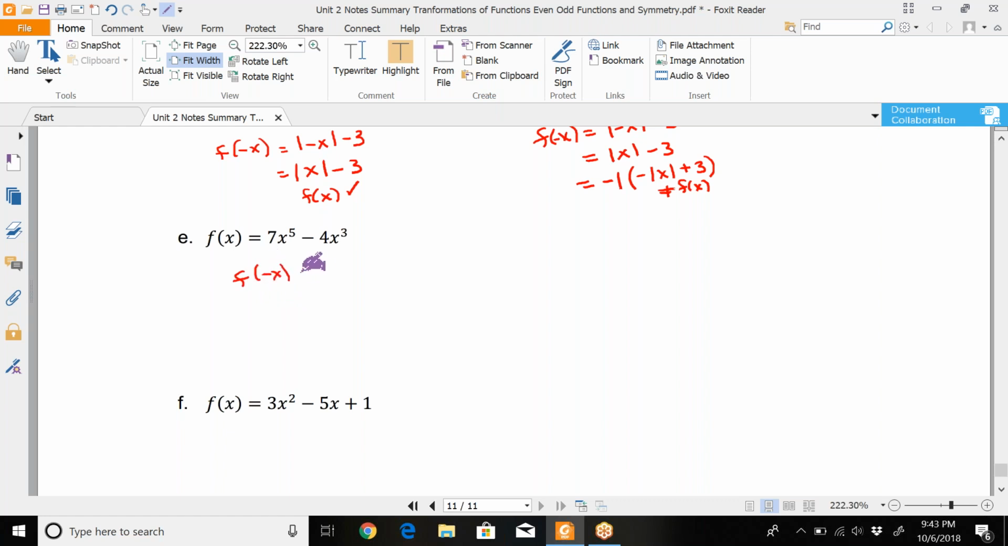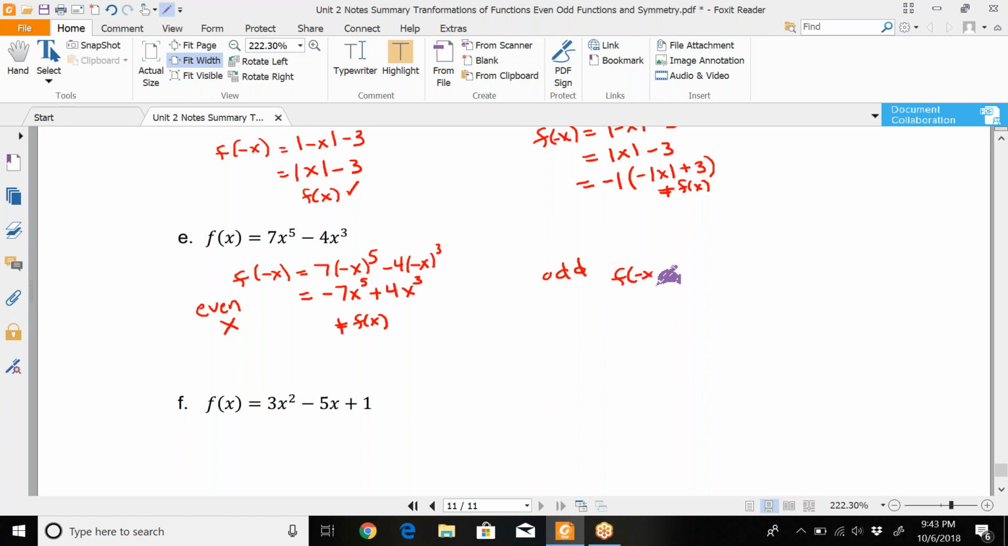So if I put in a negative x here, that'd be 7 times negative x to the 5th minus 4 times negative x to the 3rd. I would say that a negative to the 5th power is actually going to come out as an overall negative. Same thing for a third, so that changes that to a +4. This is not the original function. So that means it's not even. So even test fails.